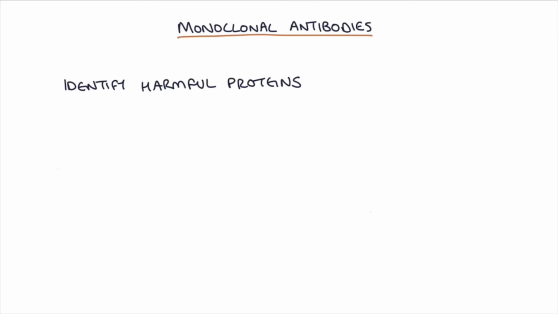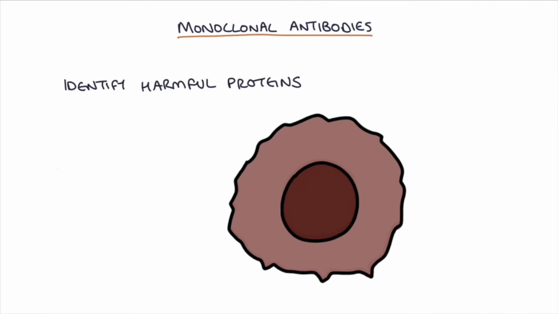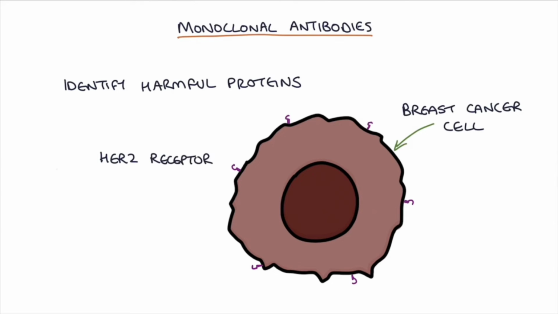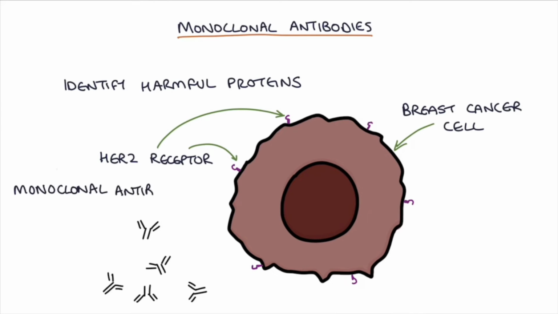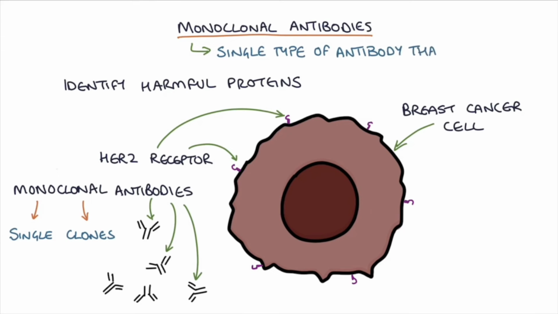So when treating, it's possible to identify proteins or antigens that are associated with harmful processes that we'd like to stop. So for example, you might know that a patient with breast cancer has the HER2 receptor protein on the surface of their breast cancer cells. In these scenarios, it would be good to have a medication that killed cells associated with that protein. And that's where monoclonal antibodies come in. Monoclonal antibodies, which basically means single clones, are a single type of antibody that target a specific protein.